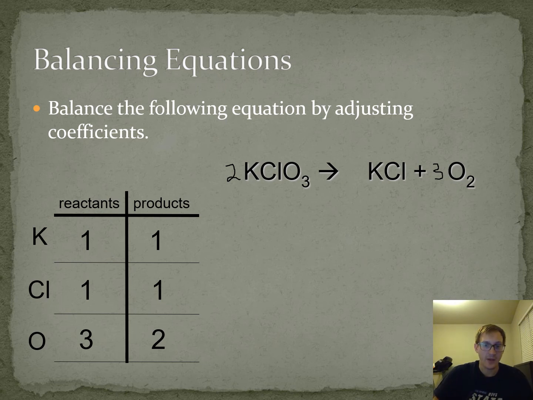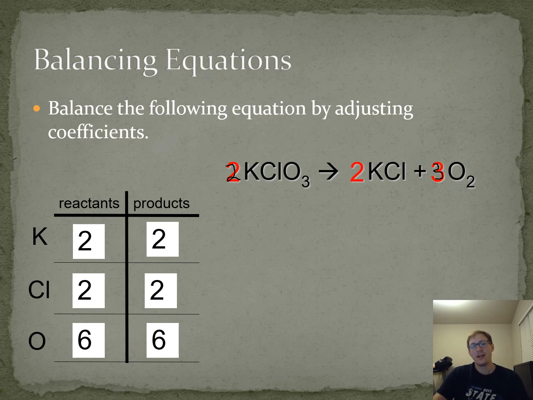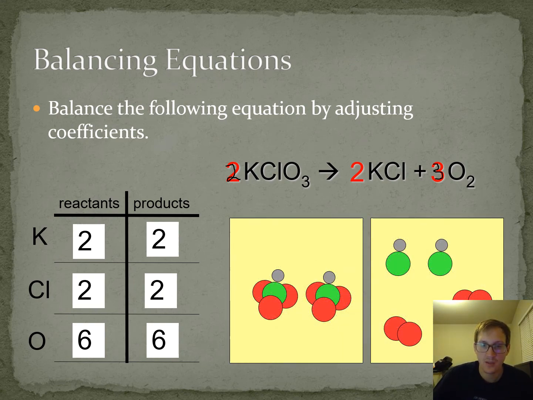There we are. So if I do that, it changes my numbers. Now I have 2 potassium on the left, 2 chlorine on the left, 6 oxygen on the left, and 6 oxygen on the right. And so I only have to clear up one more thing to get these potassium and chlorine to equal the right side. I need to add another 2 in there, which I do, and I finally get them to be balanced. Here's an example of what that looks like.